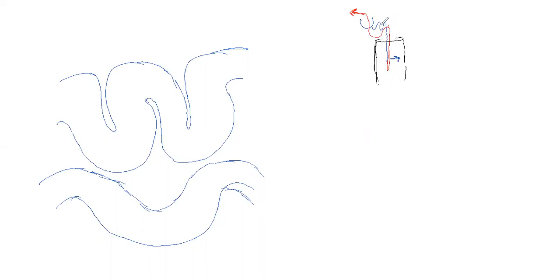The vasa recta passes through this area, it takes out water from this area. The PCT and the DCT, they lie parallel to each other, and there is a network of blood vessels around this.